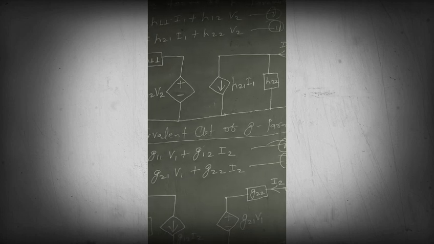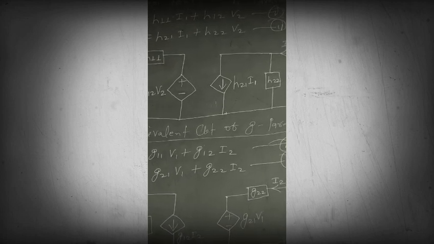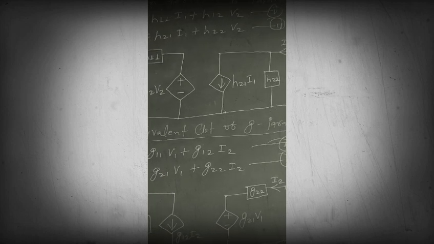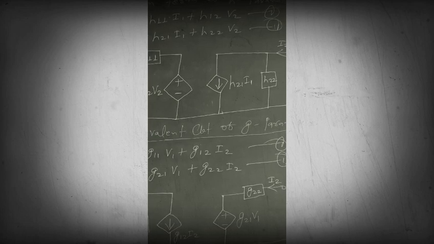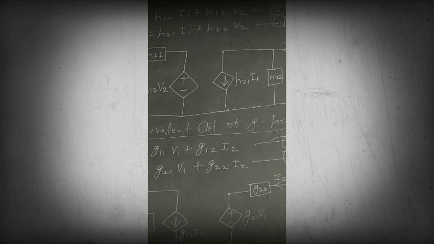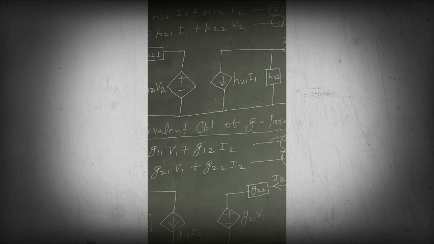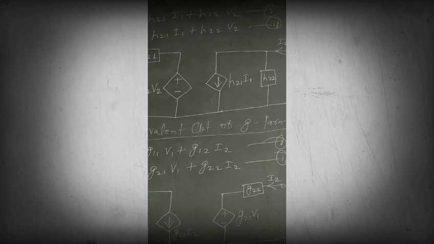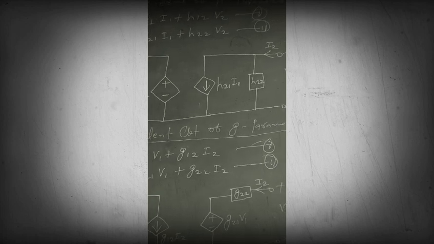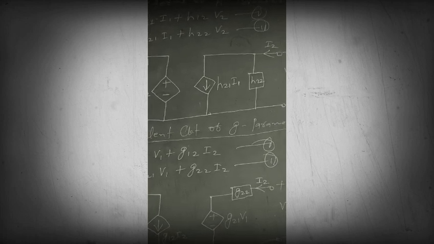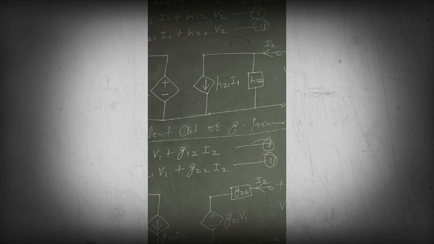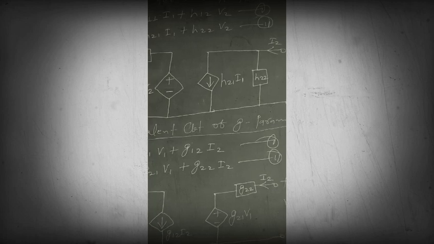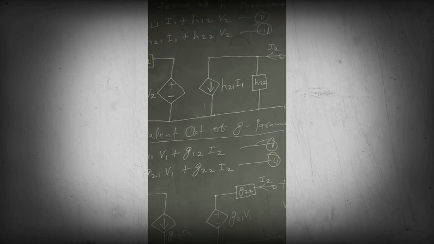Next we have the second part, that is H21. H21 means we'll have to represent it by a dependent source, because I1 is the current of the primary terminal. So here we represent it by a current source. Its value is H21 into I1, that is a dependent current source. So when we apply Kirchhoff's current law, we can write I2 will be equal to H22 into V2 plus H21 into I1. Again the direction of current will be downward.